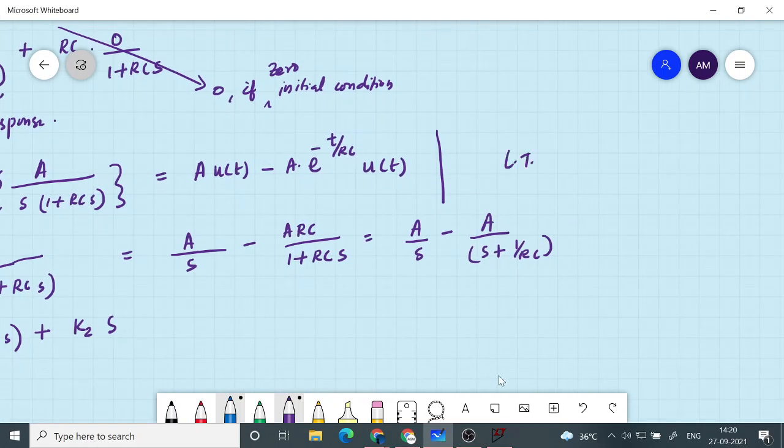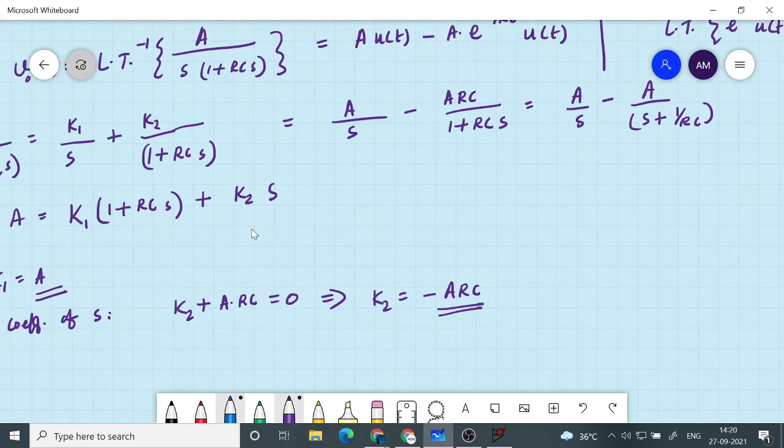Laplace transform of e raised to minus at u of t is 1 by S plus A. So that is what I have used. So here A is basically 1 by RC. So I just substitute, so we got this expression. So let me rewrite it below.